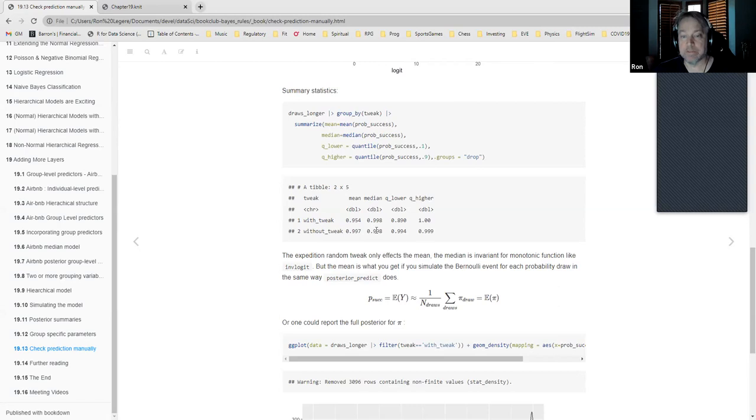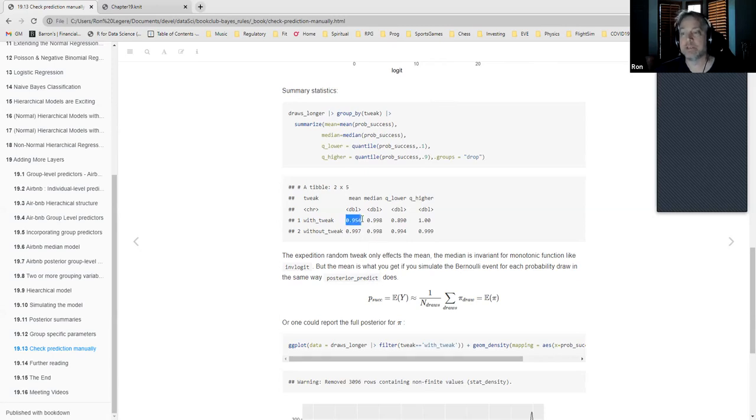As I said before, the median is not affected by this inverse logic thing, but the mean of course is. The point I'm trying to make is the mean is what you get if you simulate the Bernoulli event over and over again. For each probability, I did a draw, came up with a one or a zero, and then counted them all up. That's what this equation down here is showing. But that's what posterior predict does.